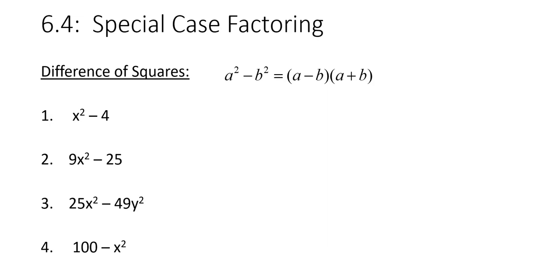This section has three special cases of factoring: difference of squares, perfect square trinomials, and then sum and differences of cubes. So we start with the difference of squares. Difference means you subtract, right? The difference of 10 and 4 is 6 because 10 minus 4 is 6.